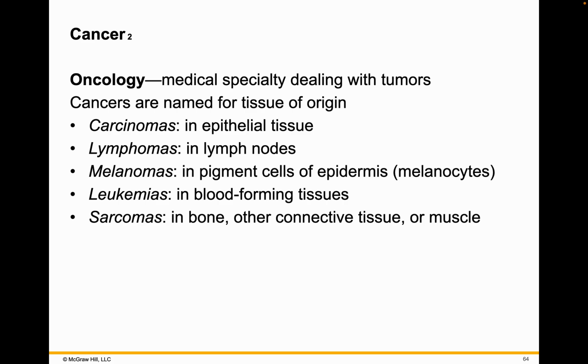Oncology is the medical specialty dealing with tumors. They're named for their tissues of origin, so a carcinoma would arise in an epithelial tissue, a lymphoma in lymph tissue, a melanoma in the pigment cells of the epidermis, leukemias in blood-forming tissue, and sarcomas in the bone or other connective tissue or muscle.